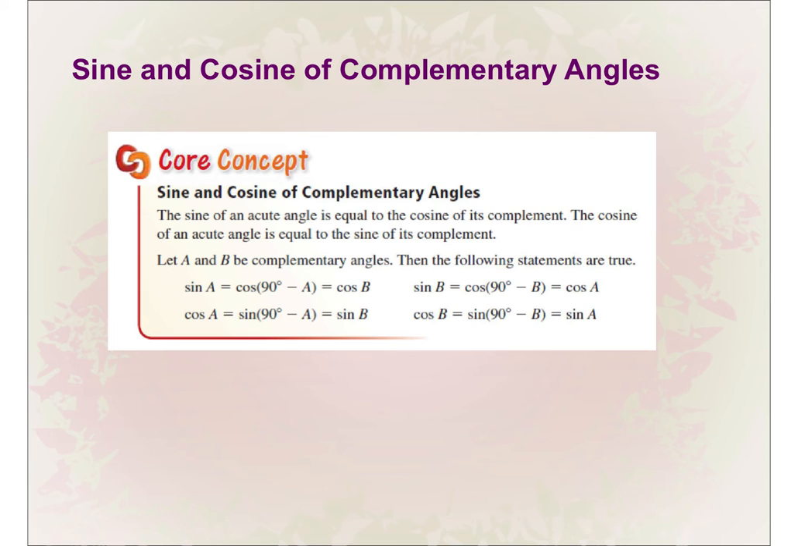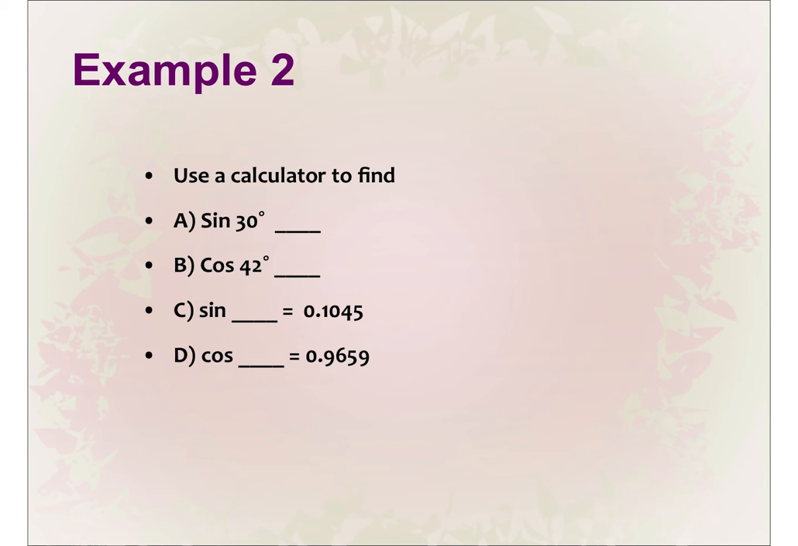One really cool thing about sine and cosine is that whatever you find the sine of, if you take the cosine of 90 minus that angle, you're going to get the same result, okay? Same thing works the other way. If you take the cosine of an angle, you take the sine of 90 minus that angle, and you're going to get the same result. So let's take a look down below. We're going to skip this for now.